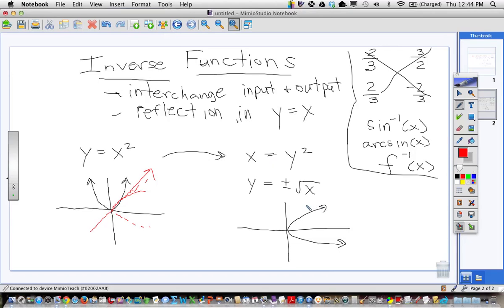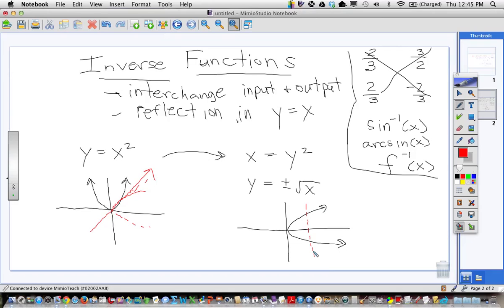Now, let's think about this a minute. What about the original function caused my new function to fail the vertical line test? Yeah, it is the plus or minus, but do you remember hearing about the horizontal line test? When it comes to inverse functions, there's something called the horizontal line test. If a function fails the horizontal line test, look at the black one here, when you reflect it, what's going to happen? It'll fail the vertical line test, right?